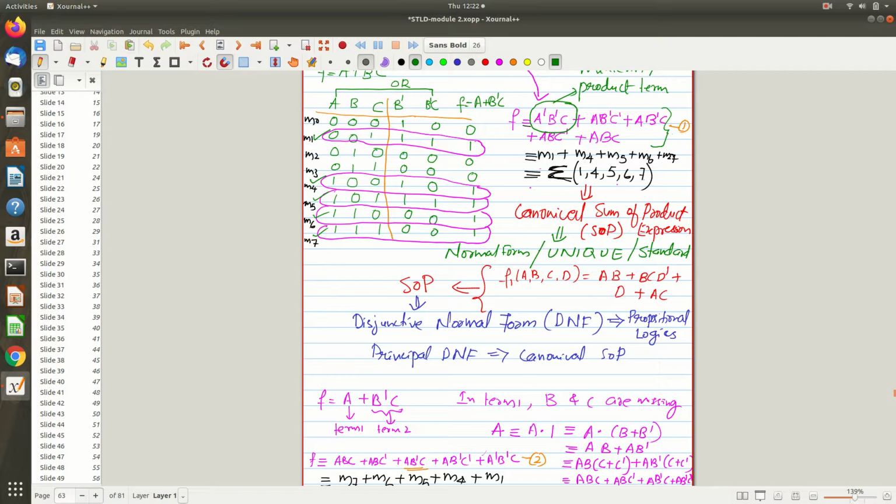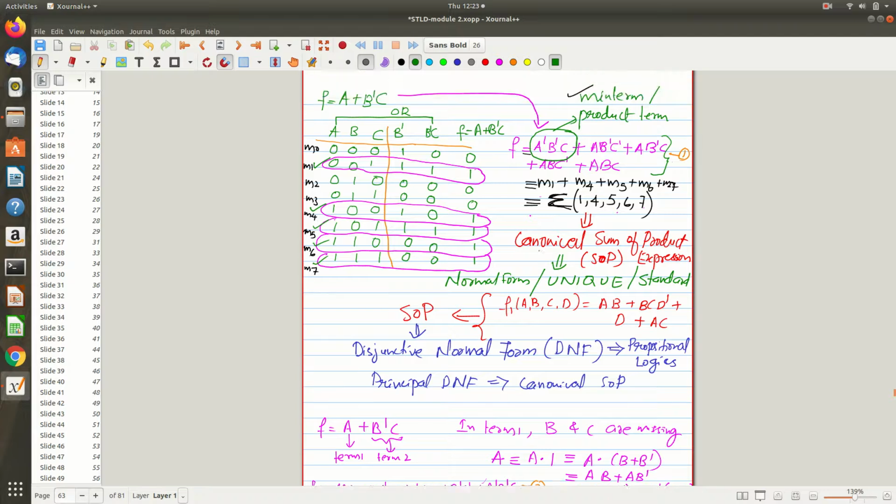I think in the first module of logic system design, floating point numbers is there, I am not remembering. If so, there also you will see the implicit and explicit normal form. So the term normal form means it's a standard representation, a unique representation that is globally accepted.